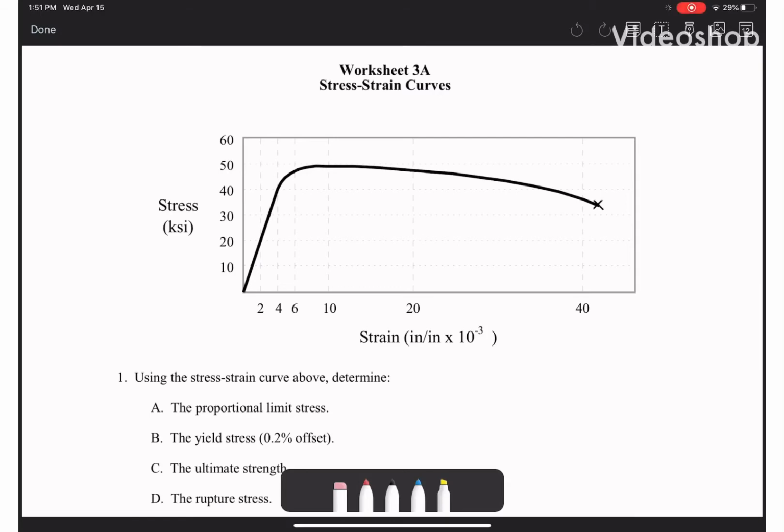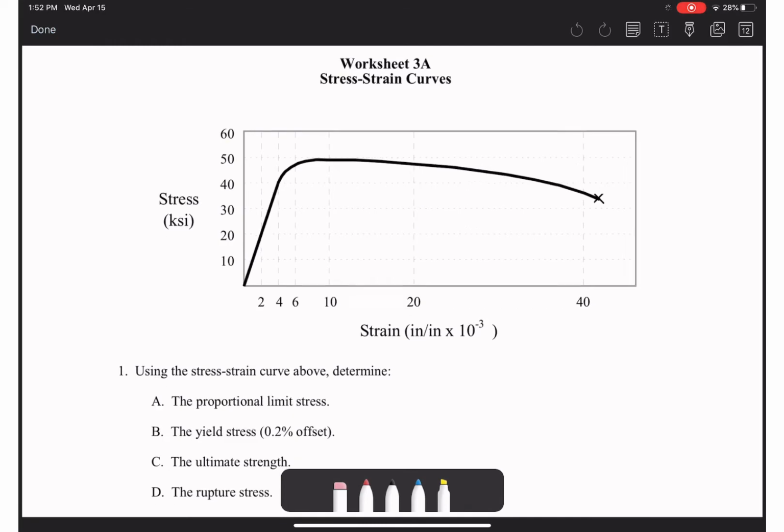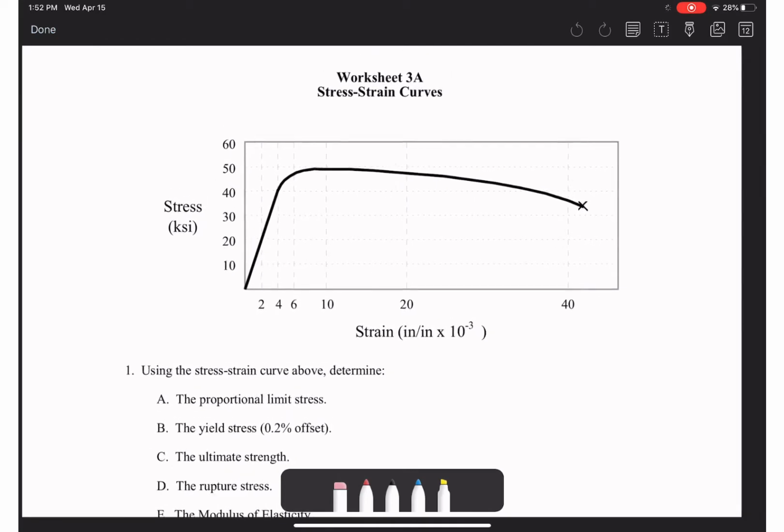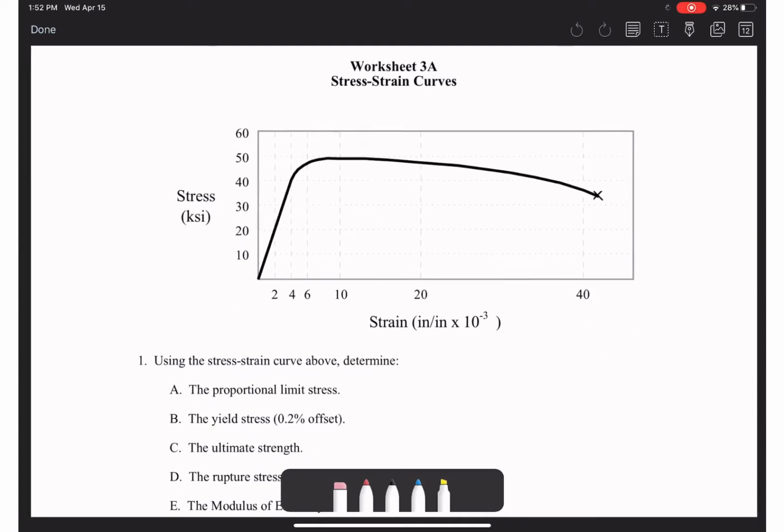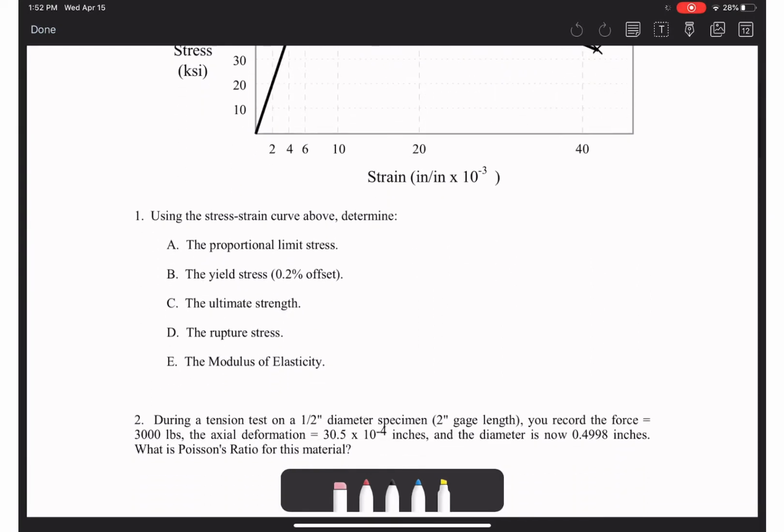Worksheet 3A, stress strain curve, about the mechanical properties of material. We have a stress strain curve in front of us with the stress in KSI and strain. This is normal stress and normal strain, by the way. The unit is inch over inch, 10 power negative 3. From that, there are two parts of the question.